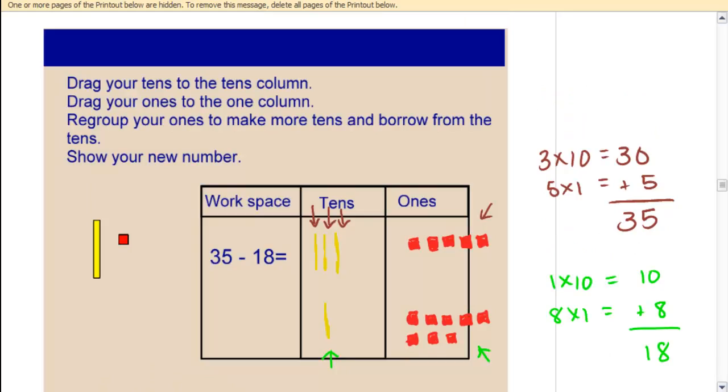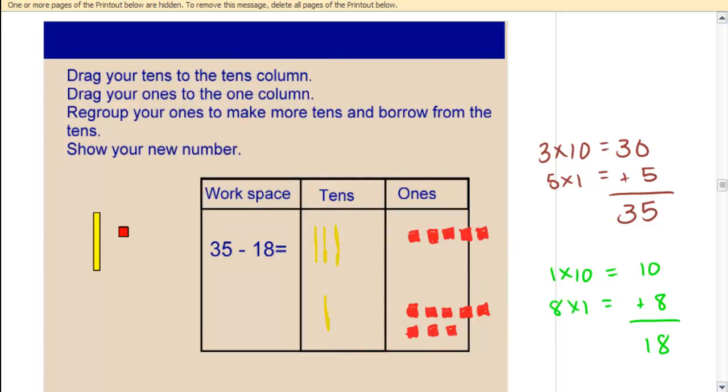We want to subtract 35 minus 18. However, you may notice when looking in the ones place that we have fewer ones in our big number 35 than we do in our little number 18. So we can't take away 8 ones from just 5 ones. Therefore, we're going to take one of the tens in our 35 and we're going to break it up into 10 ones. That way we'll have enough ones to subtract these 8 ones from.